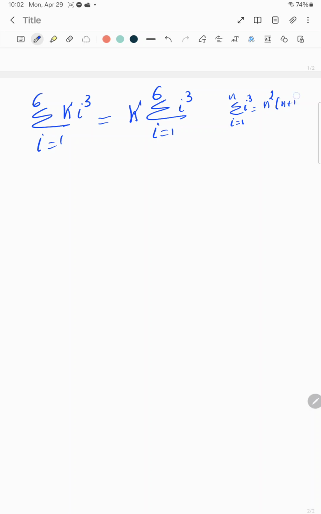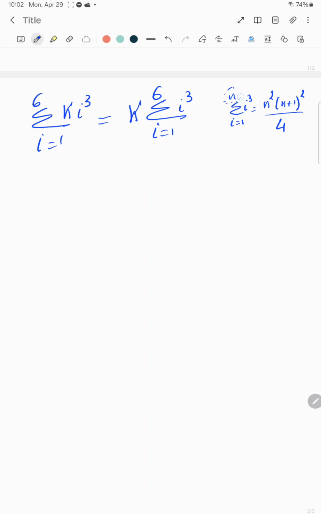The sum from i equals 1 to 6 of k times i cubed. Now the sum is for i, so k is a constant. I can take k outside my sigma notation: k times the sum from i equals 1 to 6 of i cubed. And the formula for the sum from i equals 1 to n of i cubed is equal to n squared times (n plus 1) squared, and all that is divided by 4.